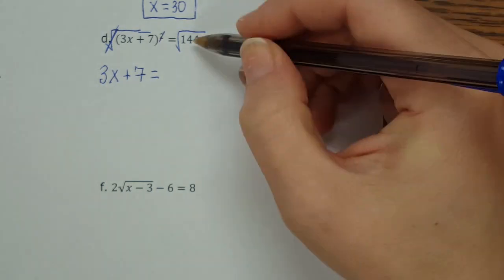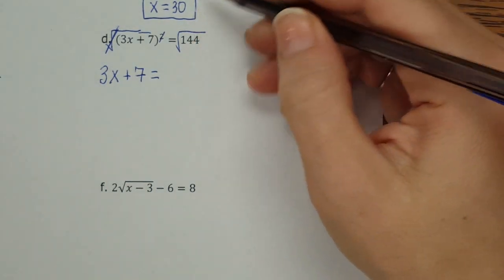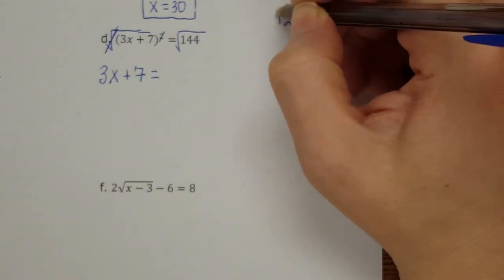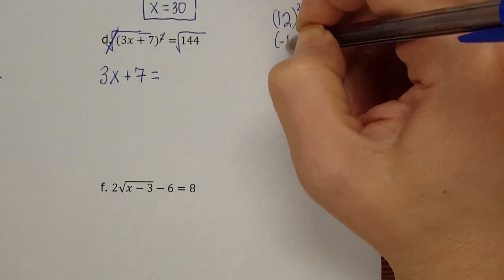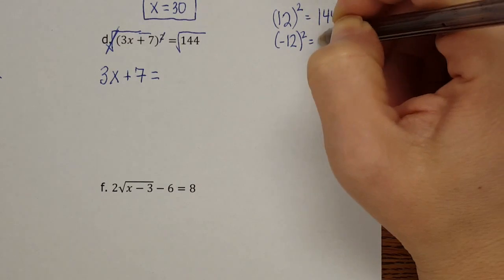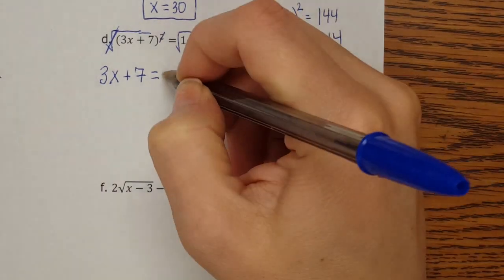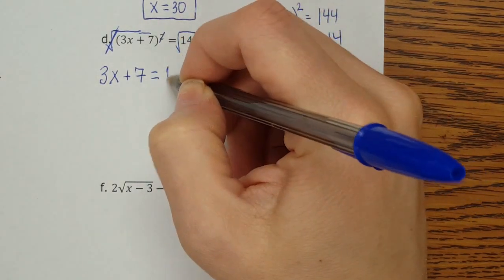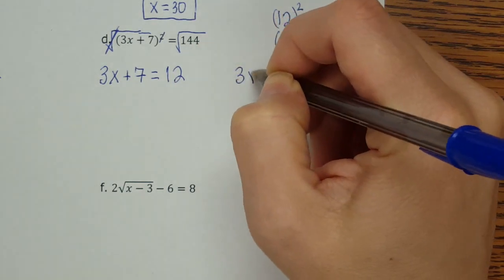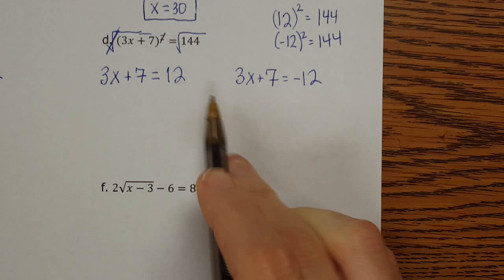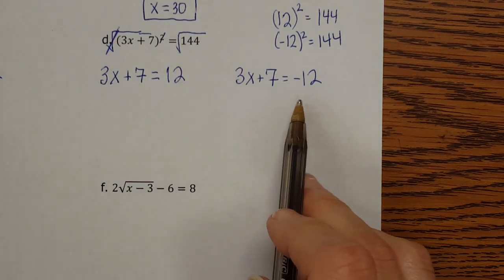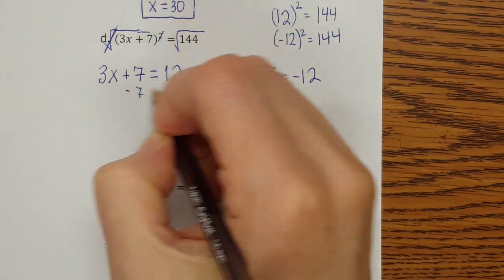And then the square root of 144 has two answers, because if I square 12, I get 144. But if I square negative 12, I also get 144. So the square root of 144 is 12, or the square root of 144 is negative 12. So I'm going to have these two answers, 12 and negative 12. Then I'm going to subtract 7.